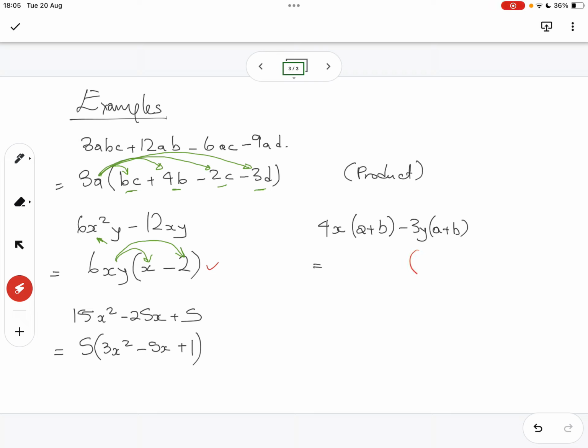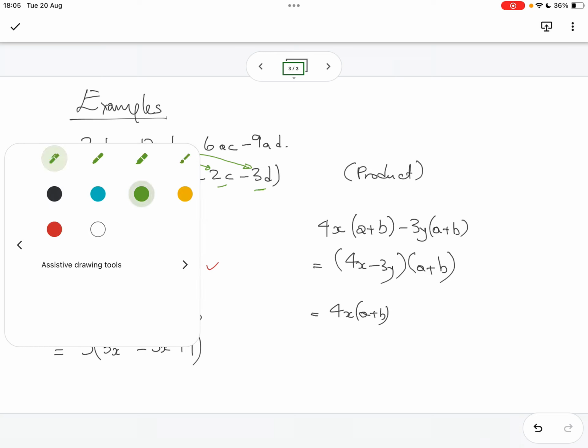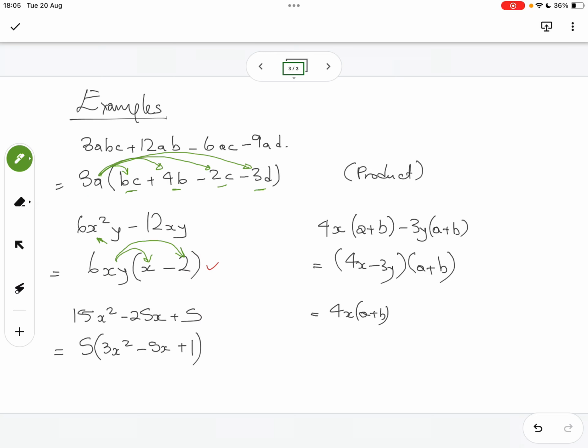Common factor does not have to be one number. Ne? It can also be two numbers that are unknown in a bracket. And that's what this question is asking. A plus B is the common factor. So if we take out a plus b, then what are we left with there? 4x minus 3y. 100%, 4x minus 3y.